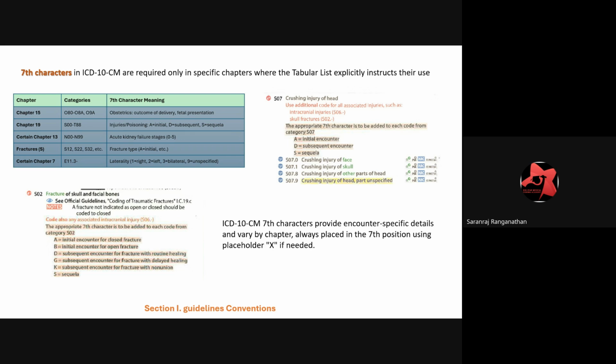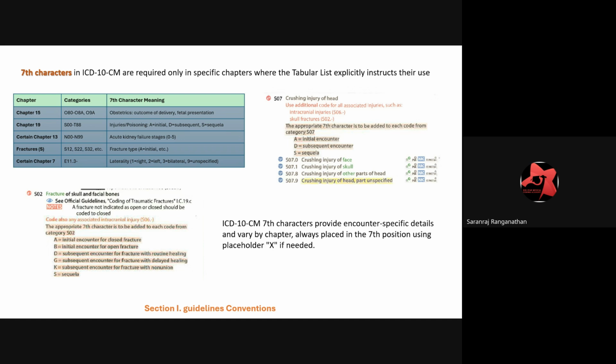kidney failure. Recently, in 2025, chapter 7 got updated, and it will give you whether it is the lateral right side or left side. That indication will be provided with the seventh character. So what the seventh character does is provide specificity, specific details of that particular chapter.